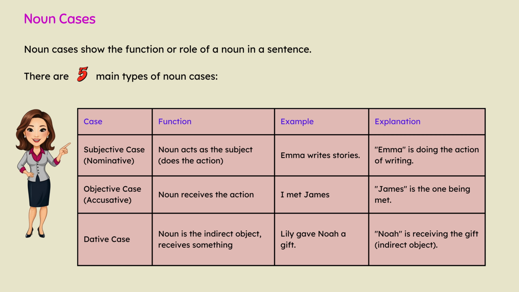He's the object. 3. Dative case. This case is for indirect objects, people who receive something. For example, Lily gave Noah a gift. Noah is receiving the gift, so he is the indirect object.